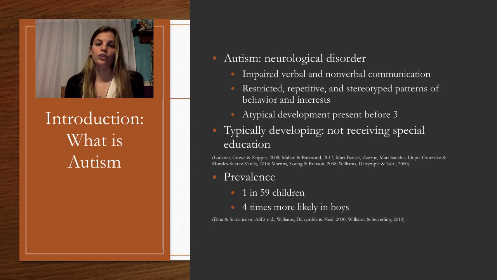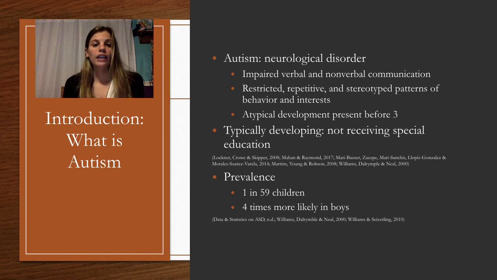Autism spectrum disorder, which will be seen as ASD for the remainder of the presentation, are diagnosed in terms of behavioral presentation, while typically developing children, which will be seen as TD for the remainder of the presentation, are those children that are not receiving special education services.